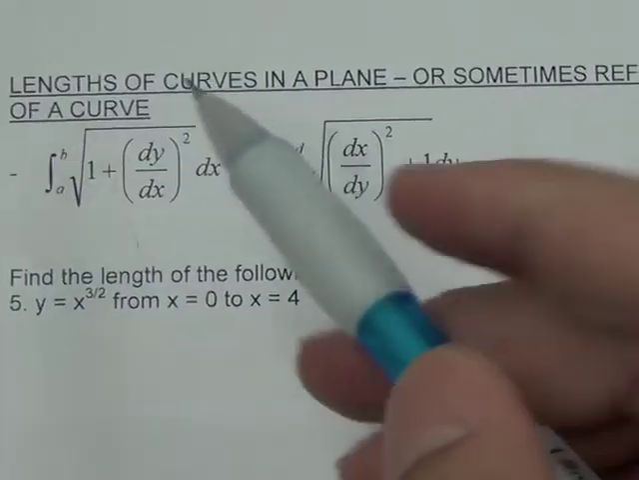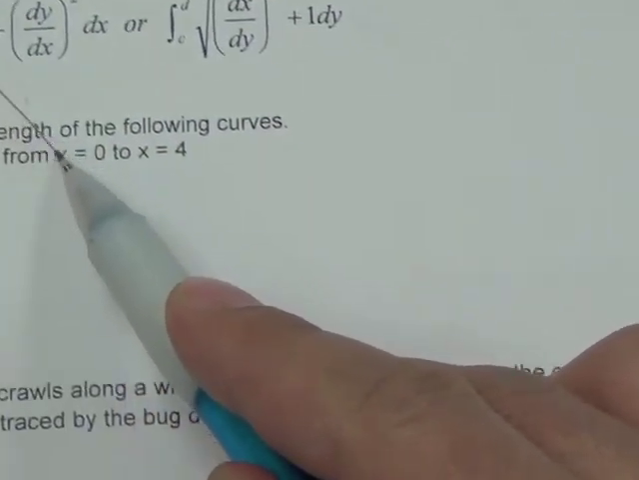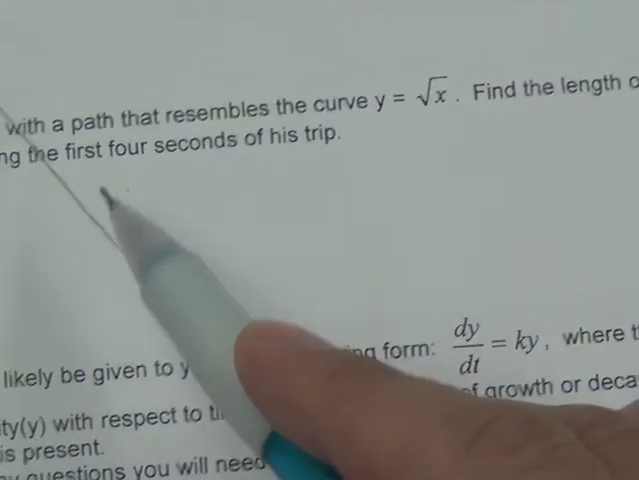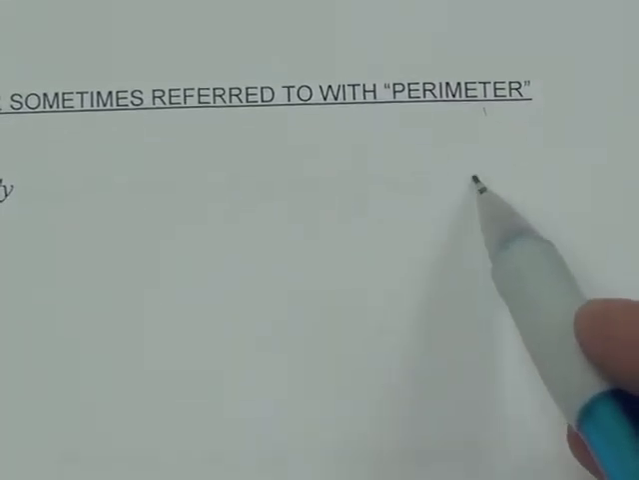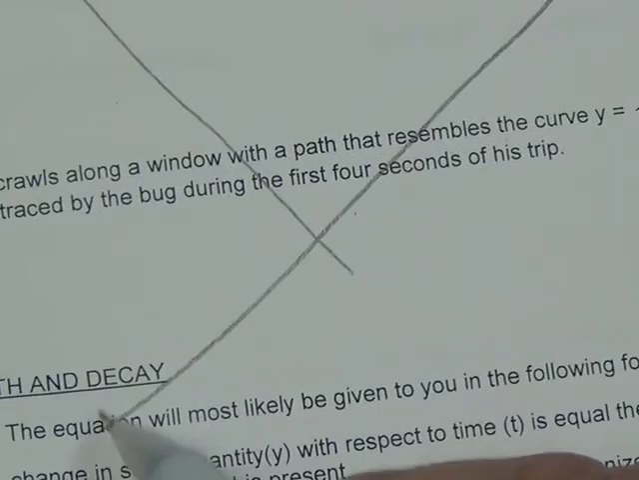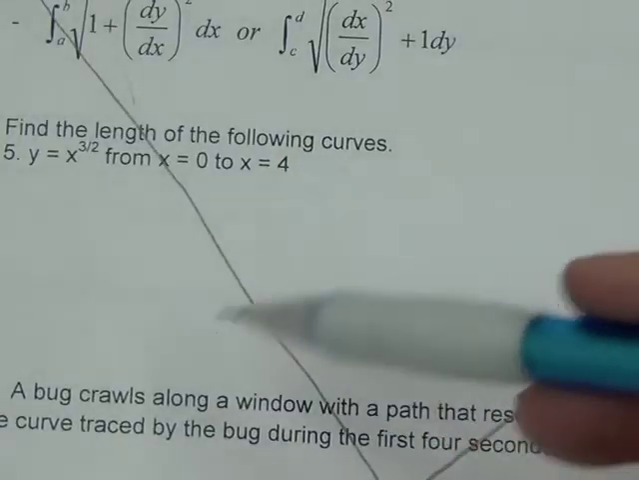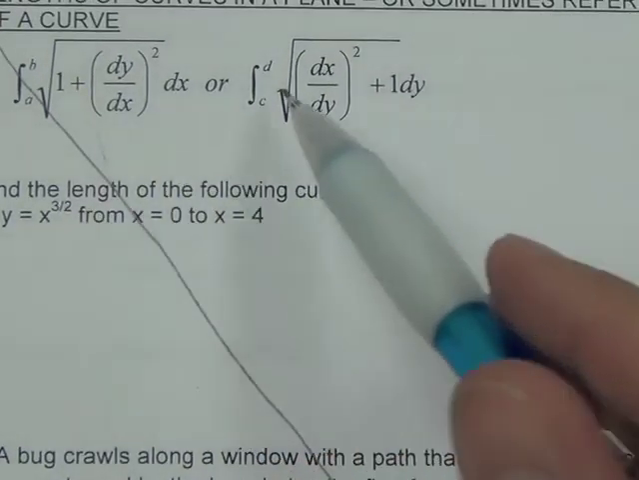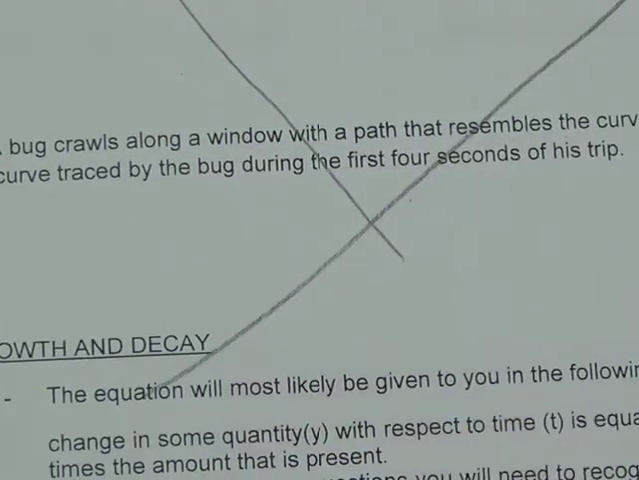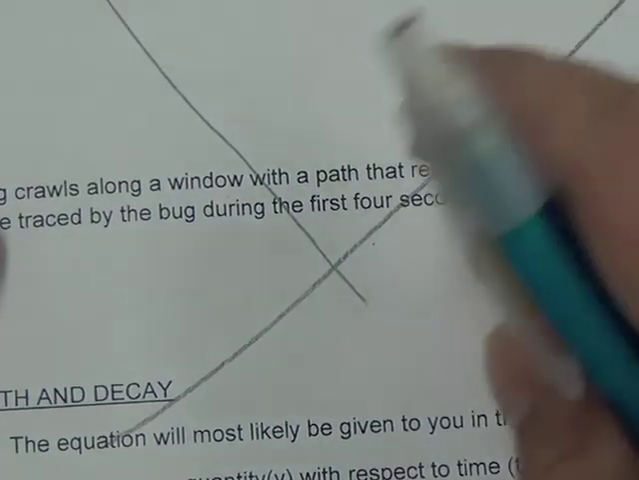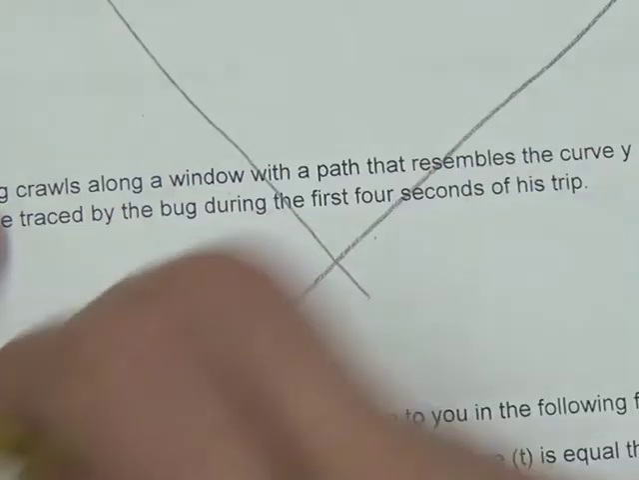So what that means is you can take this and cross this out, you can take this and cross that out. All right, so basically don't worry about 5 and 6. Don't worry about the length of a curve formula. It's not an AB topic, it's only for BC. All right, last thing on this page then, 2 more things.